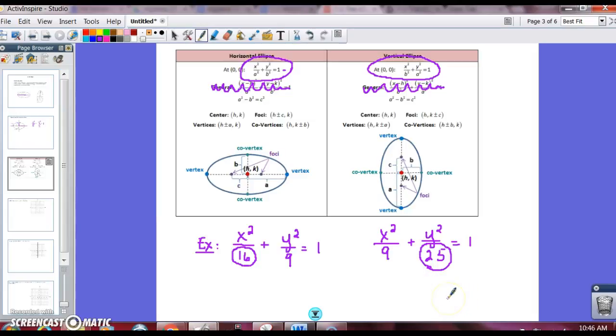Okay, so that's how you would tell the difference. And I'm going to talk more about these equations as we go through this video, but that's just to give you a general understanding of the differences between those.